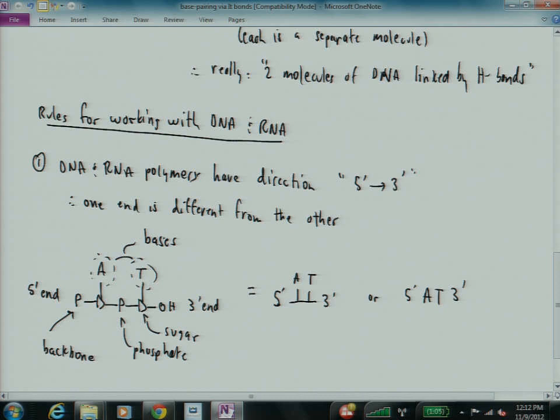Questions about that little bit there? 5' and 3', the backbone, bases, that sort of stuff. Cool.